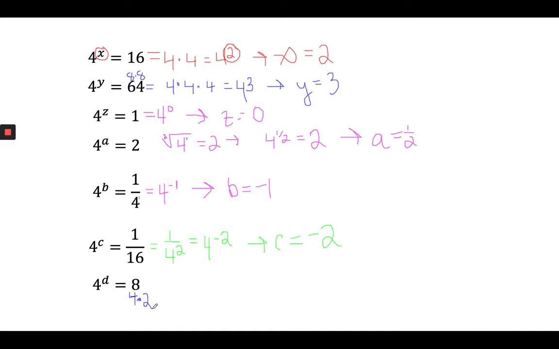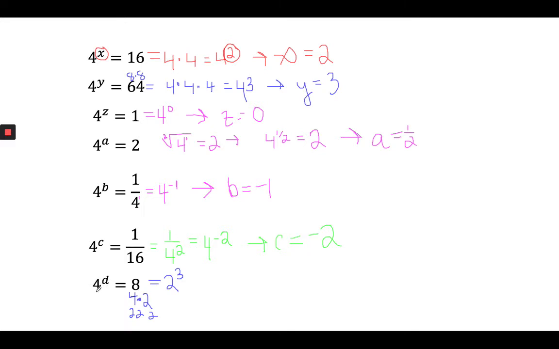So therefore, what I have to think about is maybe changing my bases, changing the 4 into something else. So what I could rewrite 8 as, 8 is 2 times 2 times 2. So this is the same thing as 2 to the third power. And if I look up here, there is a way that I could rewrite 4 as 2, right? If I look at this, 4 to the a power is 2, the square root of 4 is 2, so a is 1/2.